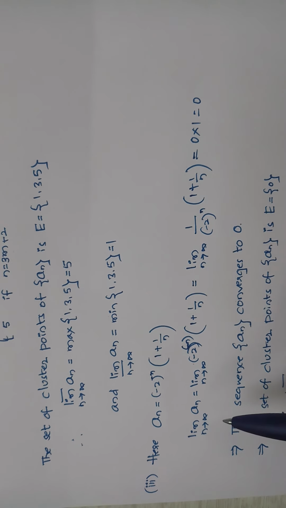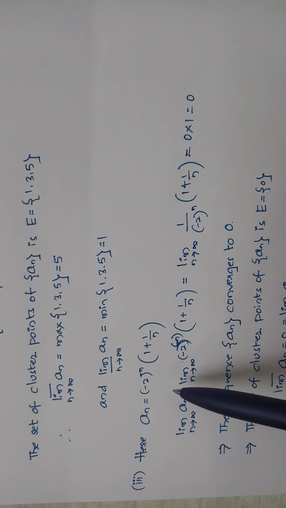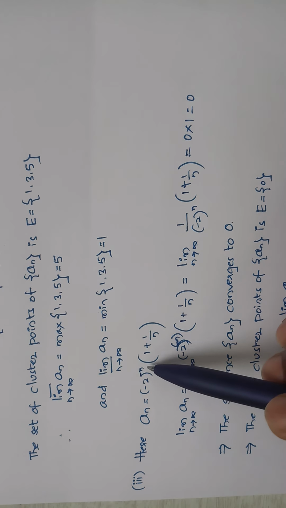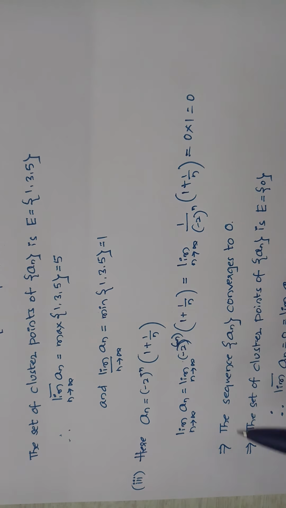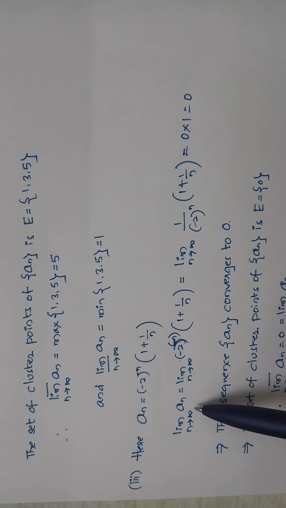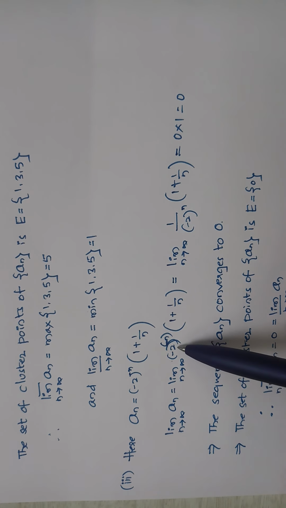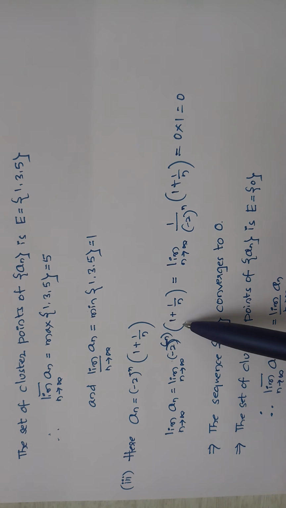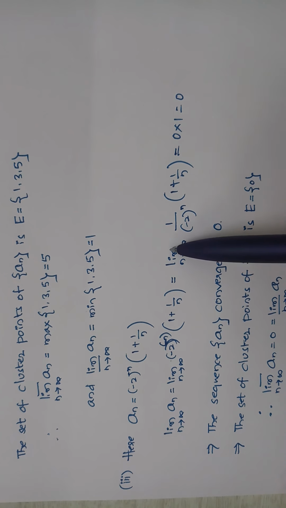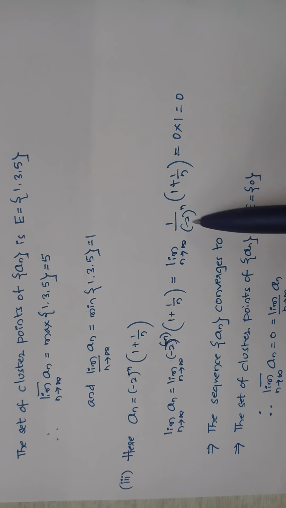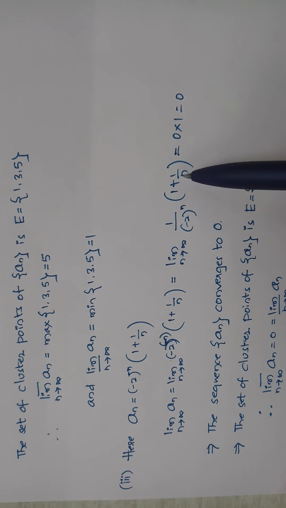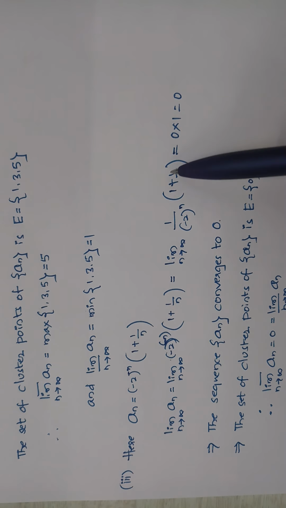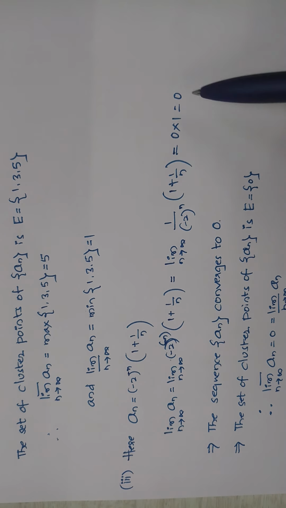Next, the third example is a_n is equal to (-2)^(-n) into (1 + 1/n). Therefore the limit as n tends to infinity of a_n can be written as the limit of 1 divided by (-2)^n into (1 + 1/n). When n tends to infinity, it becomes 1 divided by infinity, which is 0, into this value 1. So this is equal to 0.